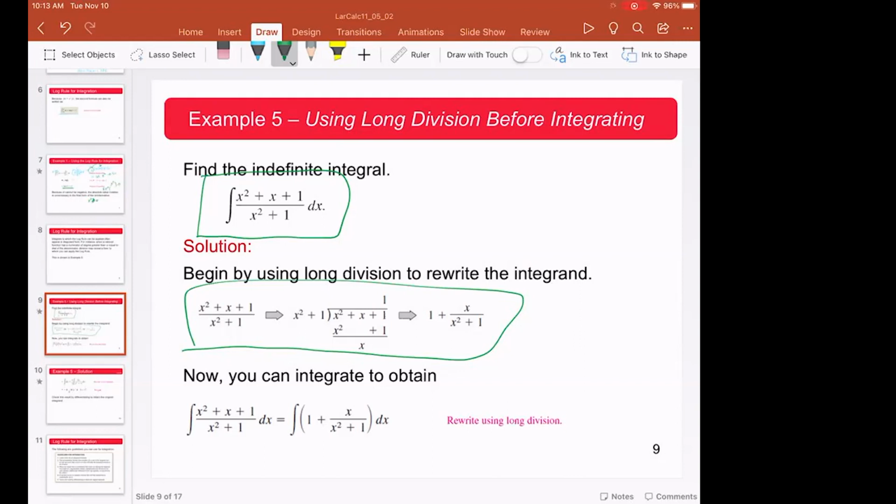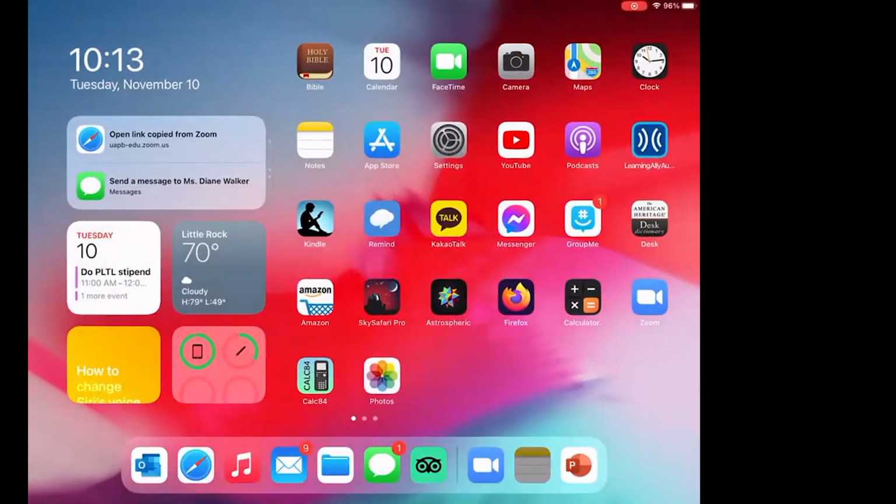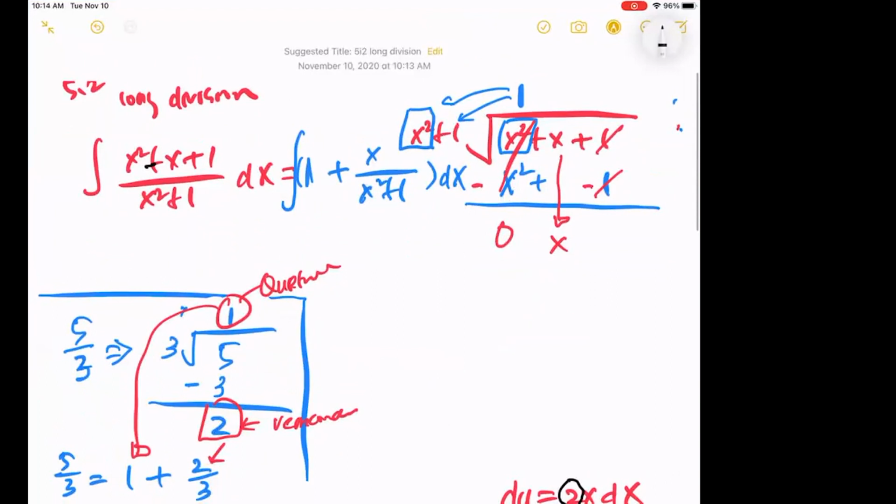All right. Can you go back up so I can take a picture of the work that you just did? Yes. Okay.